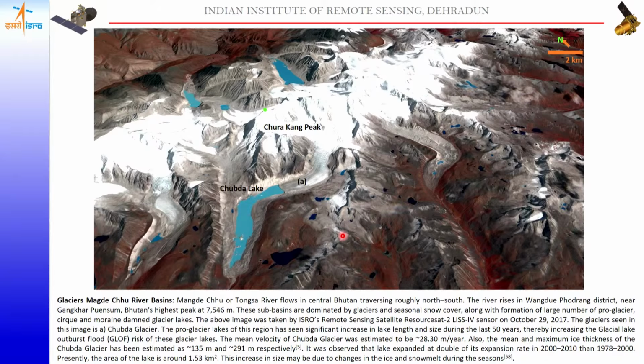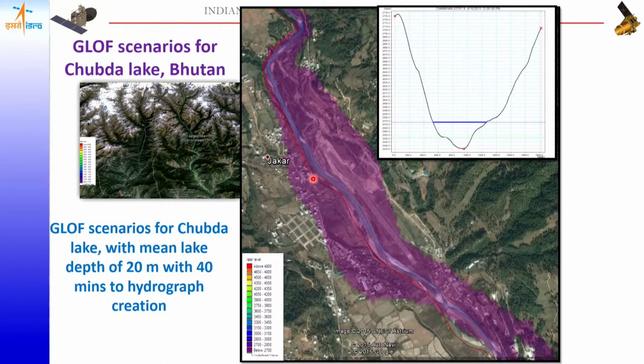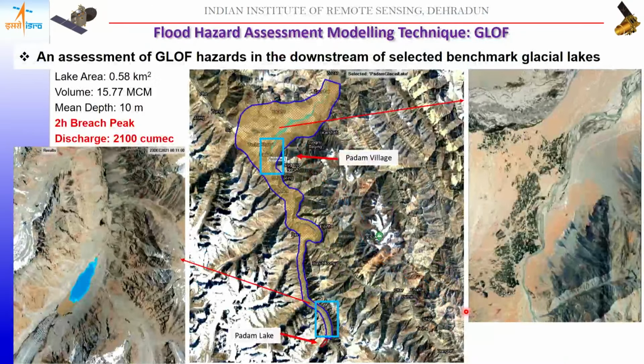central or the northern Himalaya. But with the climate change and current temperature scenario, such lakes are bound to form in such regions also. And this is one of the lakes in the Bhutan region, where one of the scenarios shows extensive damage to the airport and as well as the surrounding areas.